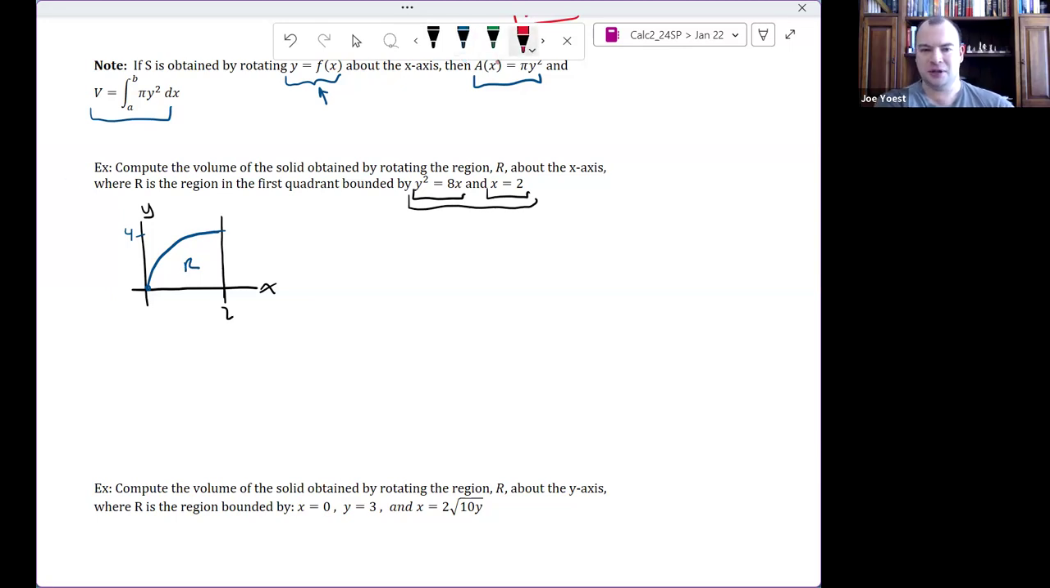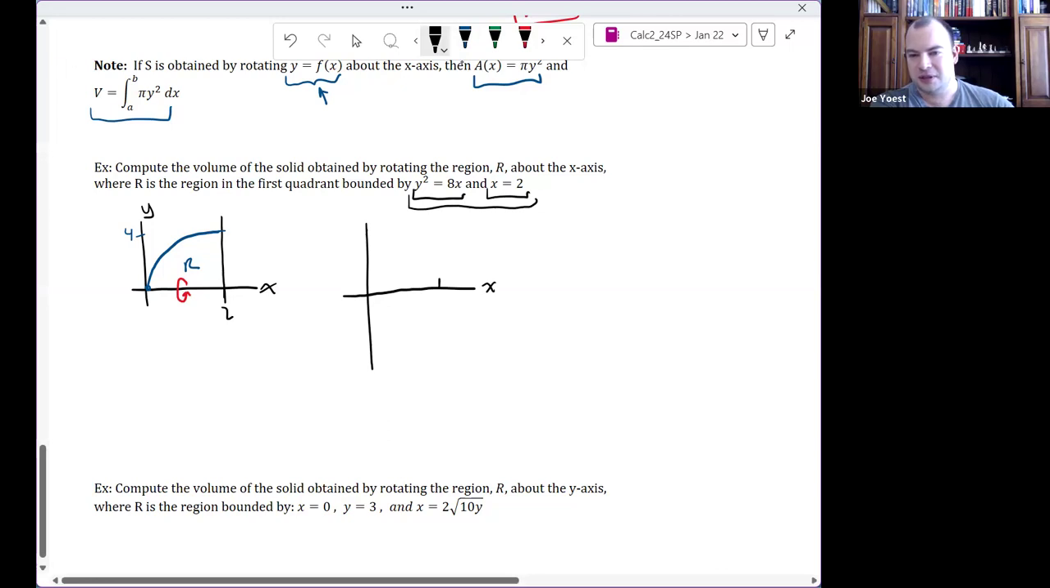And I always like to also draw which axis I'm rotating around. If I were to take the same region and rotate it about the y-axis, I'd have a very different looking solid and a very different volume than if I rotate the same region about the x-axis. So just to keep in mind which direction I'm going, I like to indicate that on my picture also. I also like to try to keep my colors consistent here.